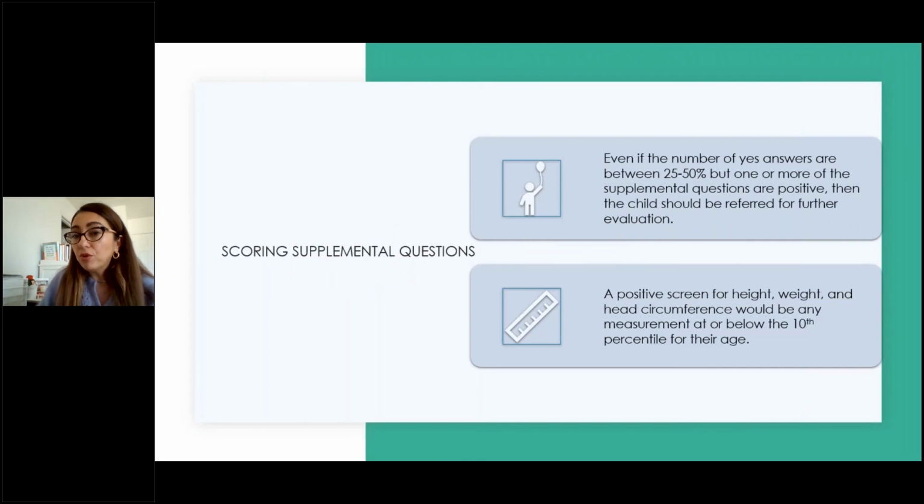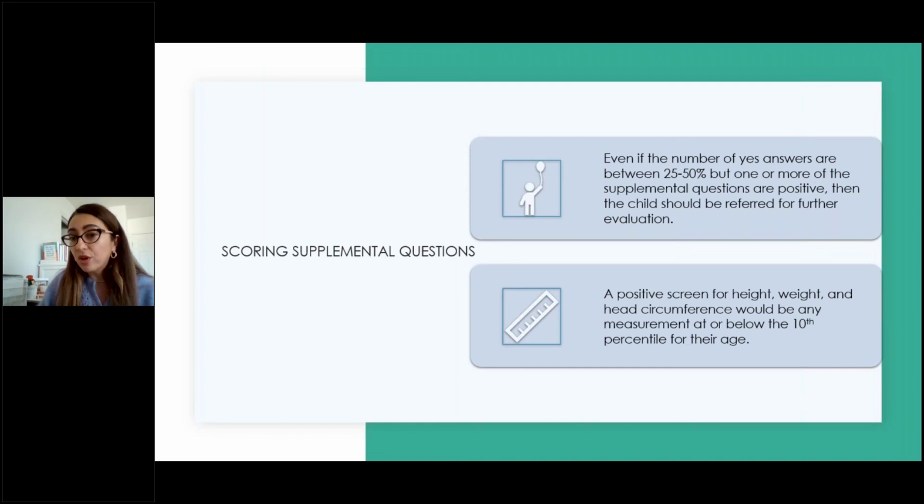And then even if the number of yes answers is between 25 to 50%, but one or more of the supplemental questions are positive, remember, that is, yes, they've been exposed, yes, they have facial features, yes, there is growth retardation, again, we refer for further evaluation. So for us, this was a win-win. If you have the medical part, you refer. But if you don't have it, but you have all the neurocognitive and the central nervous system pieces positive, you still refer. We are not tied in with having all of that in place to start the referral process.